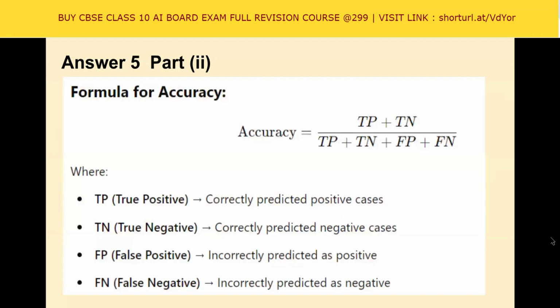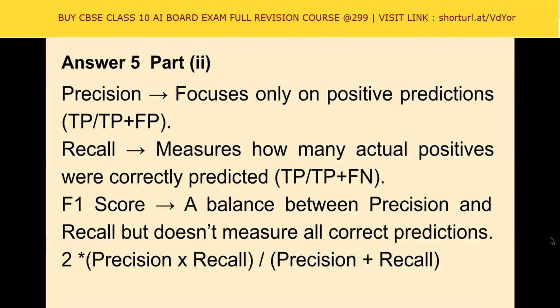Okay. So this is the formula for accuracy: true positive plus true negative upon true positive plus true negative, false positive plus false negative. Precision basically focuses on positive predictions, that is, how many positive predictions the machine has made, how many times it is saying yes. Recall is basically how many actual positives are predicted.